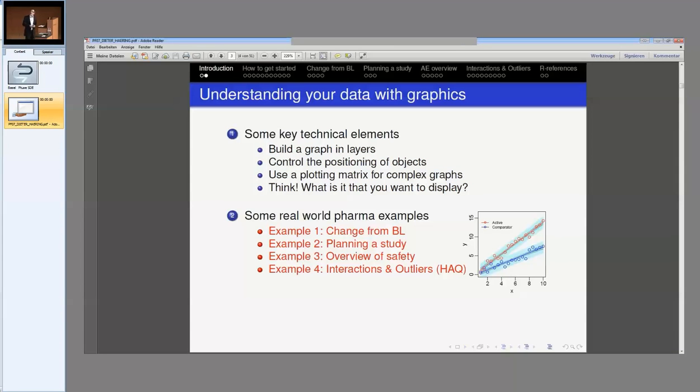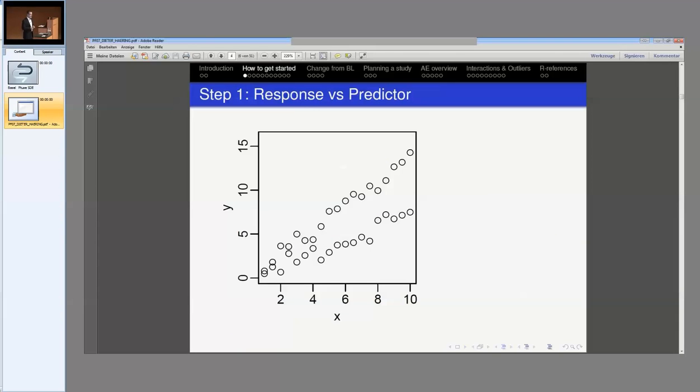In a second part, I will show some real-world pharma examples. For example, a change from baseline. Also a graph that I used in the planning of a study, an overview of safety, and I have also some exploratory plots here that we used in the context of health story questions. The examples are all real. I've used these plots, but I've always modified the data, so you don't see the actual data as it was, just so you understand.